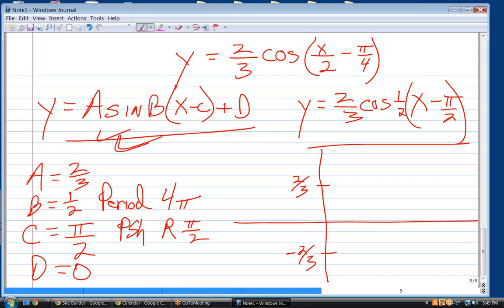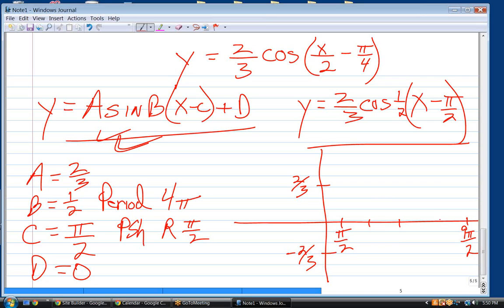Where am I going to start and end? You're going to start at pi over 2. And I'm going to end where? Add 4 pi to that number. 9 pi over 2. So there's my beginning and end.